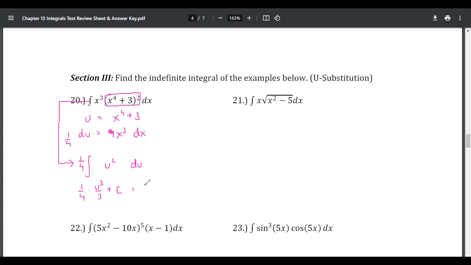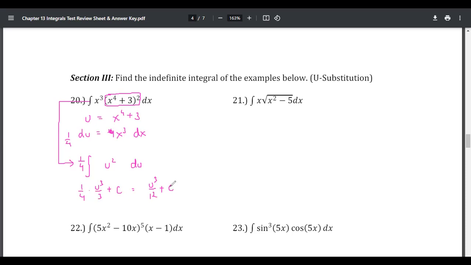And then you multiply that, so then you would get, let's see, u cubed over 7? No, multiplying 1/4 by 1/3, so 12. u cubed over 12 plus c. Okay. But are you done?